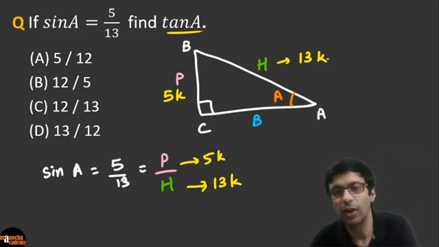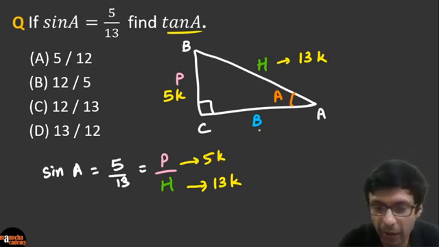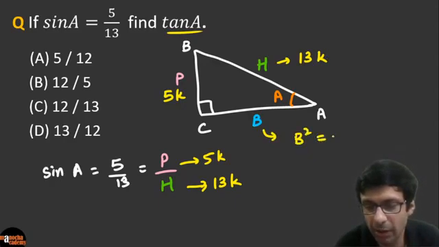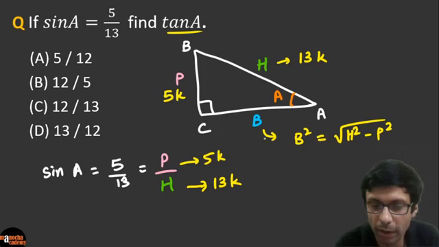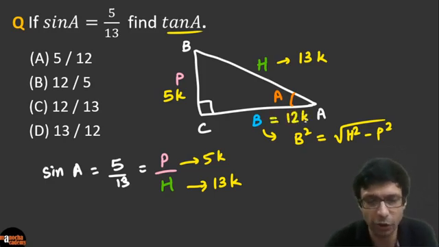So now if you look at this right angle triangle, you just have to apply Pythagoras theorem, right? So the base is basically the square root of H square minus P square. And if you work that out, you're going to get the base as 12K. So go ahead and do the calculations.